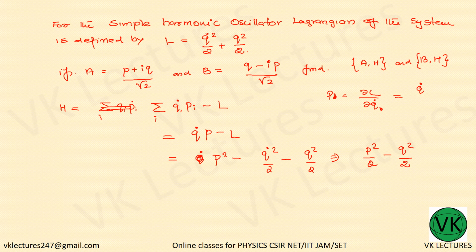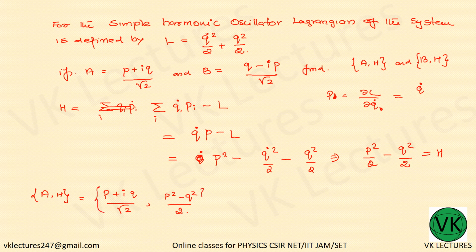So H is the Hamiltonian, which is given by P square by 2 minus Q square by 2. Now we need to find A comma H. For that we have P plus I Q by root 2 comma P square minus Q square by 2, that is the Hamiltonian.